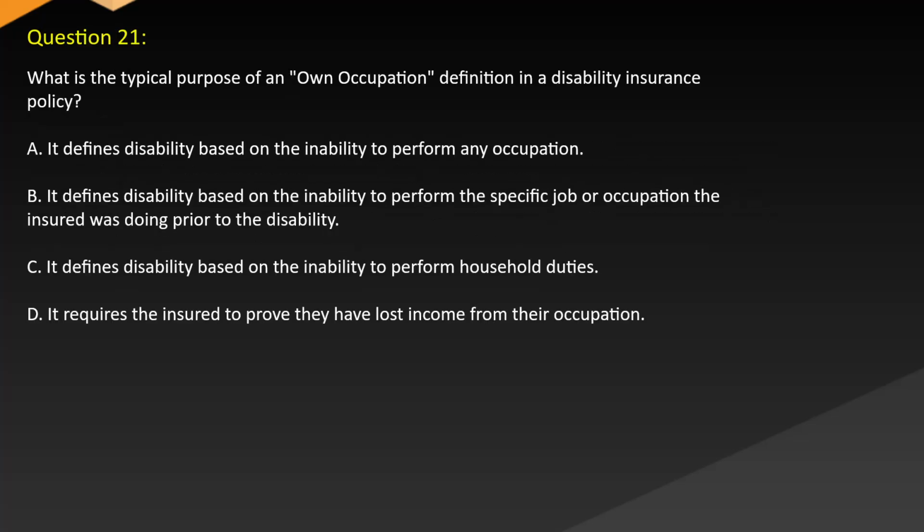Question 21. What is the typical purpose of an own occupation definition in a disability insurance policy? A. It defines disability based on the inability to perform any occupation. B. It defines disability based on the inability to perform the specific job or occupation the insured was doing prior to the disability. C. It defines disability based on the inability to perform household duties. D. It requires the insured to prove they have lost income from their occupation.